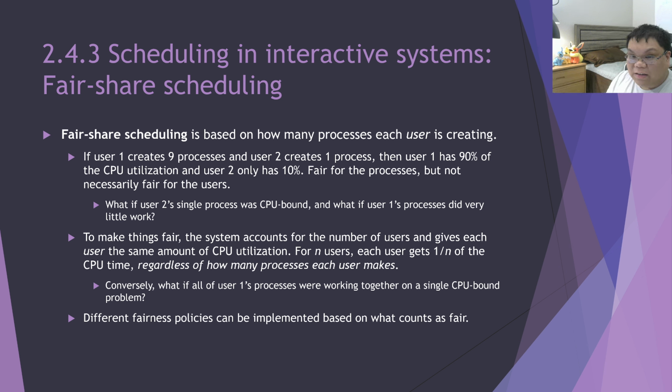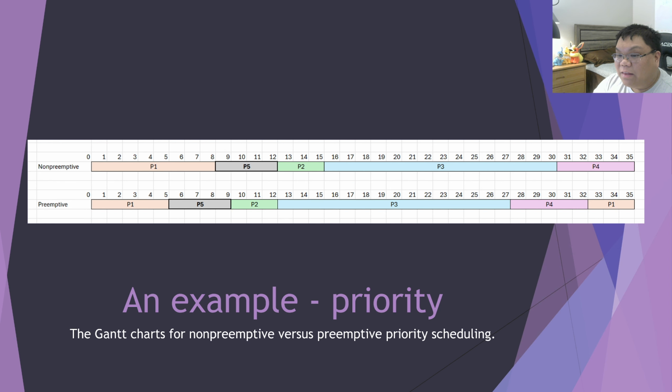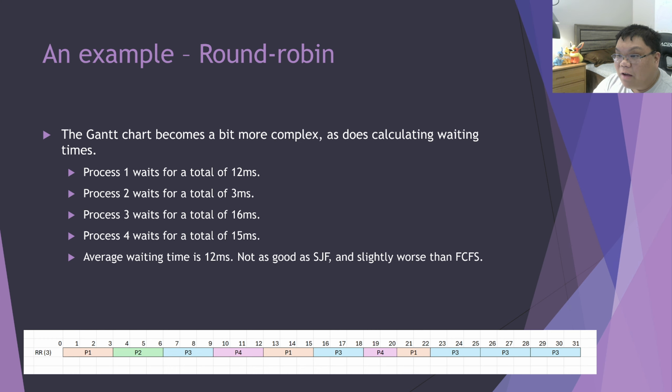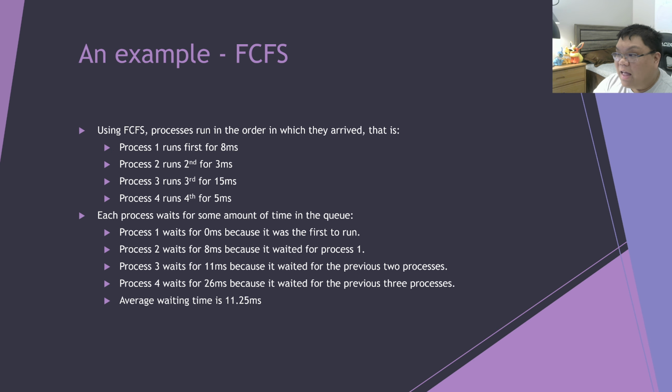Again, these are all different types of scheduling algorithms out there, but the ones that you're probably going to need to know are priority, round robin, SJF, and FCFS.